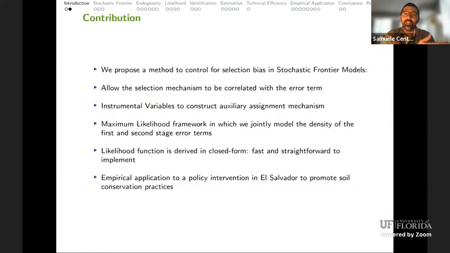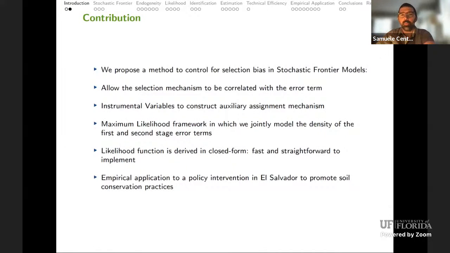It's not that I am against simulated maximum likelihood, which is something I will mention at some point. There is nothing wrong with that. The point of writing down the likelihood in closed form is that it allows us to have a conversation about certain things like identification, which usually is very difficult to settle when we are doing simulated maximum likelihood. And then we conclude with an empirical application. We have data on a policy intervention in El Salvador to promote soil conservation practices, and I'm going to show you a little bit of the results in that empirical application.